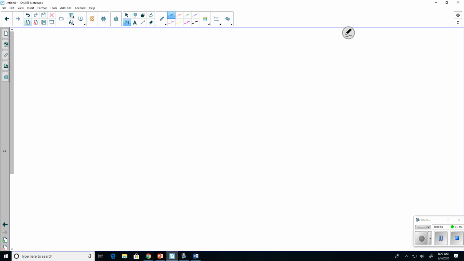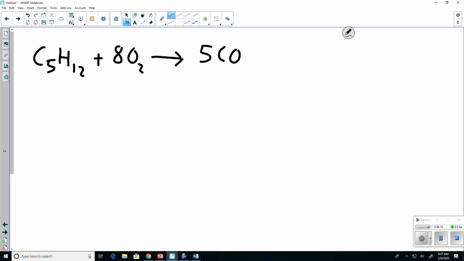So, the first equation I wrote in there was the combustion of pentane. So that's C5H12 plus 8O2 yields 5CO2 plus 6H2O. And the delta H for that was negative 3,244.8.